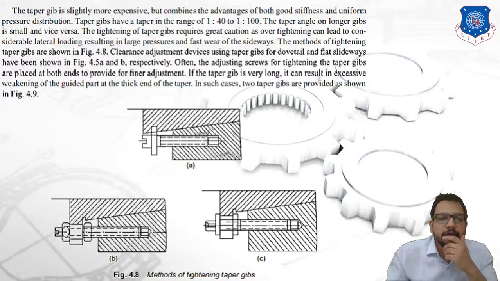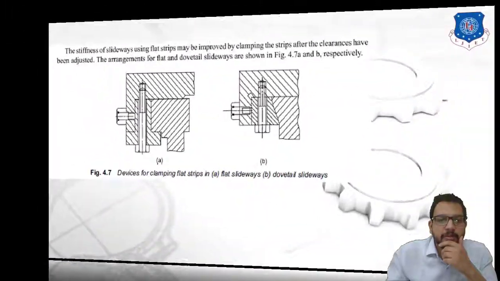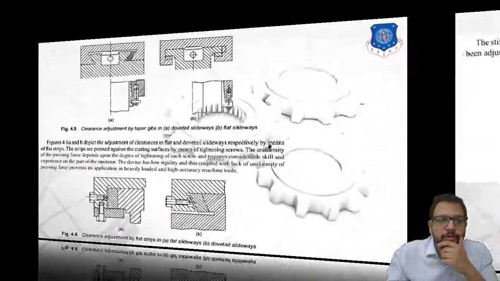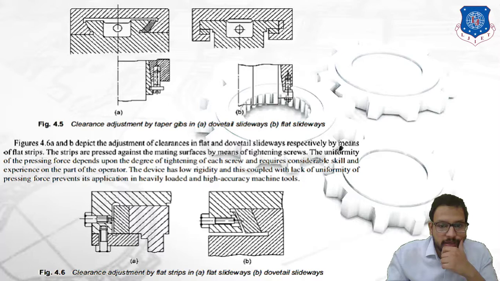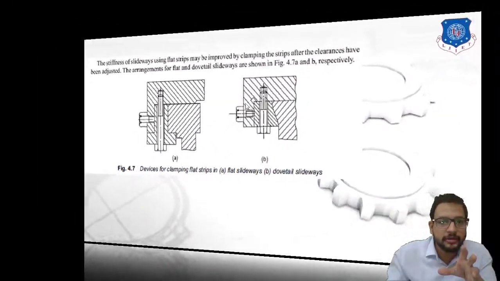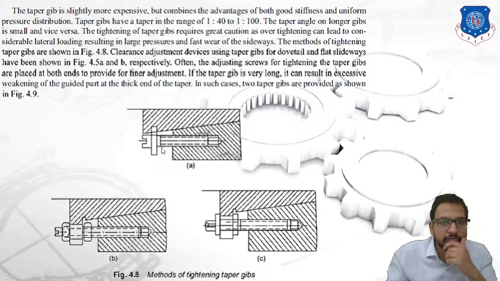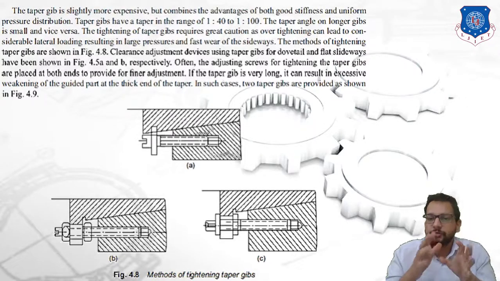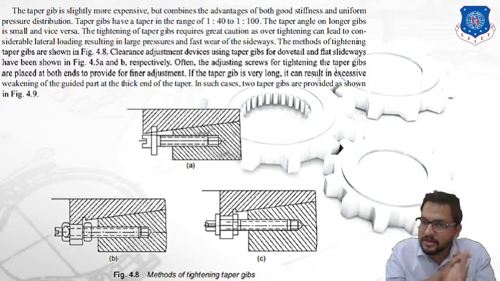Okay, so this represents the method of how to tighten the taper gibs, and the example which we have seen in our previous case, over here you can clearly see how we are going to make use of taper gibs for tightening, right? That is clearance adjustment of this slide base by means of a taper gib. Now how to tighten that is shown in this diagram. So you can see there are three different methods. In this question you have to mention the three different techniques along with the diagram.